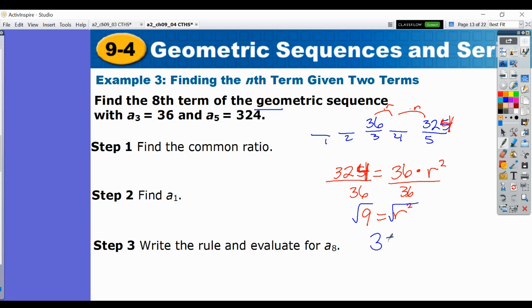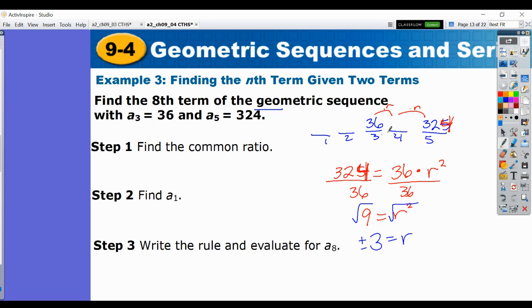So 3 is my r. One thing to keep in mind, though, is that it could be negative. I actually don't know because I have the third and the fifth term. The fourth term could be alternating, positive, negative, positive, negative. I don't know. So it's actually plus or minus 3 is what r could be. And that means my eighth term, I don't know either. Because it's an even one, it could be positive or negative. So let's finish this off and see what we've got going on here.